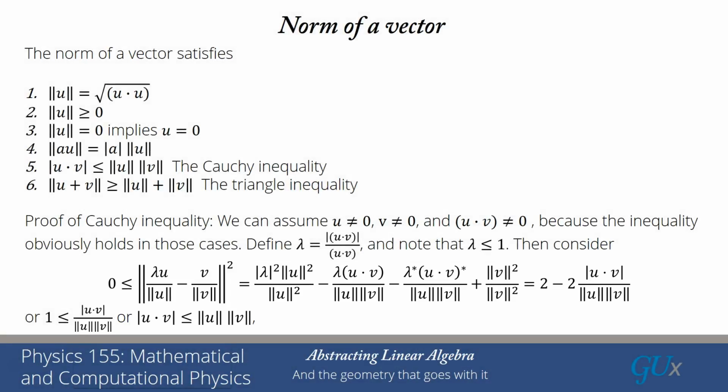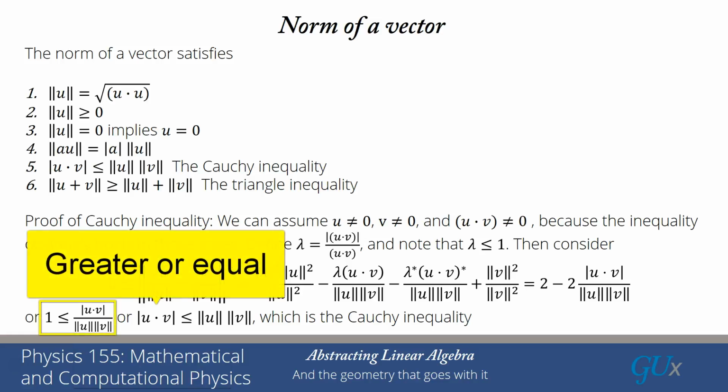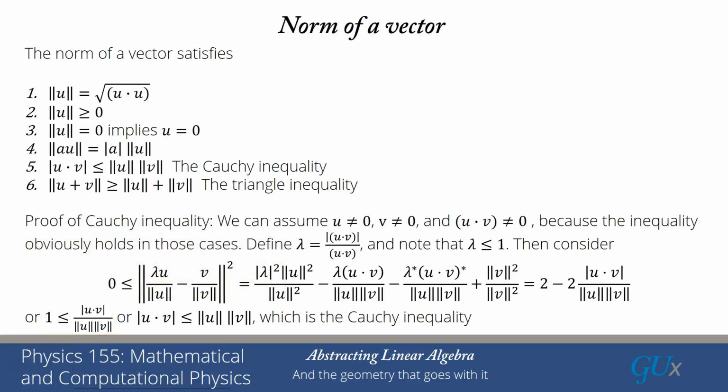I bring the u dot v divided by norm of u, norm of v to the left-hand side, and I get 1 is, that sign is incorrect here. It should be 1 is greater than or equal to scalar product of u dot v divided by norm of u times norm of v. So I'm sorry, there's a typo there. That should be 1 is greater than or equal to that. And then when I multiply by the norm of u and the norm of v on both sides, we get the scalar product of u dot v is less than or equal to the norm of u times the norm of v, which is called the Cauchy inequality.